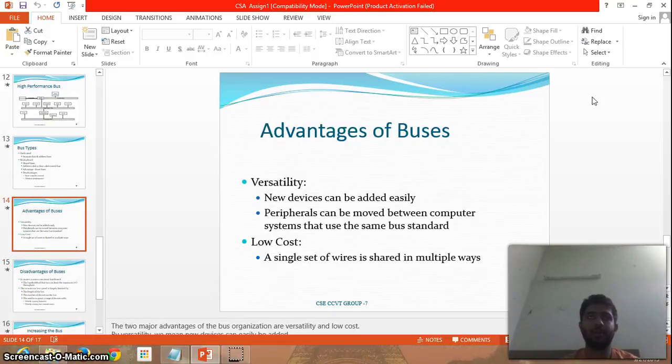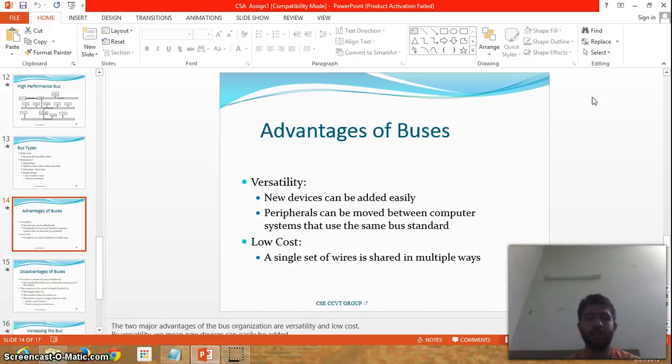Now, I will tell you about the advantages of buses. It is easy to set up and extend a bus network. We can add new devices easily. The cable length required for this topology is the least compared to other networks, as a single set of wires is shared in multiple ways. Moreover, bus topology costs very little.